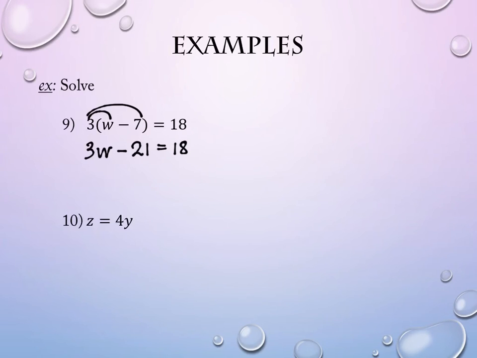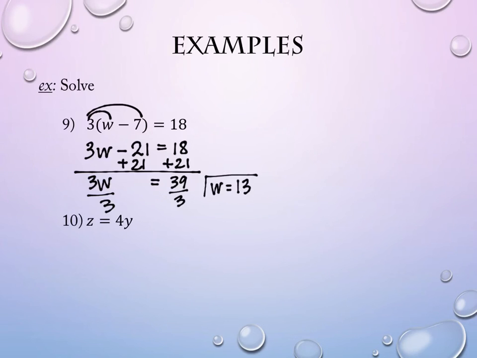And if I do that step, it actually becomes just a lot like the other problem that I just did, right? So what would be my next step? Add 21. Okay, so now I have 3w equals, what's 18 plus 21? It is 39. Now what? Divide by 3. And I would get that w equals 13. Very good. W equals 13.